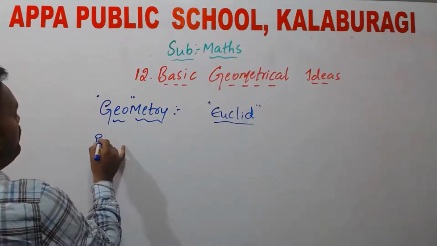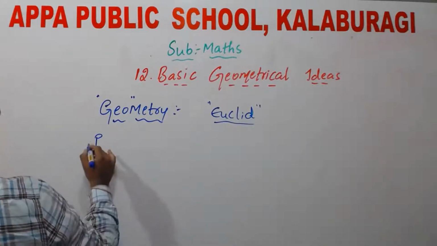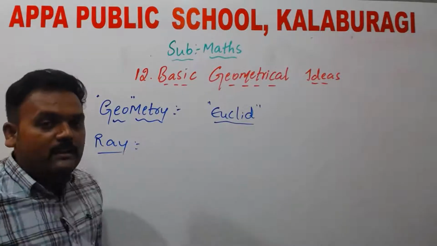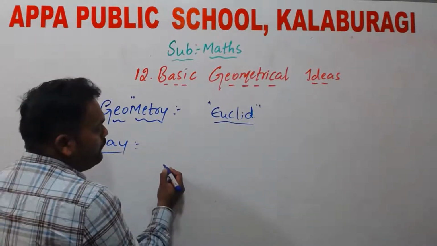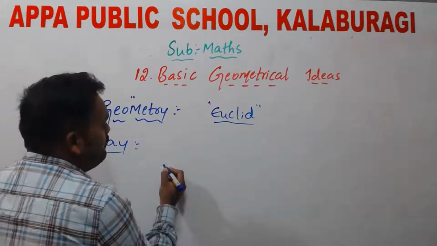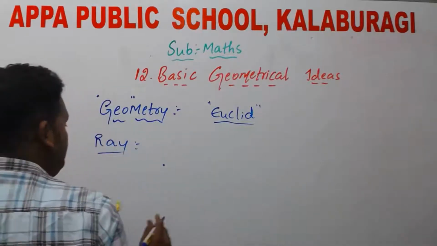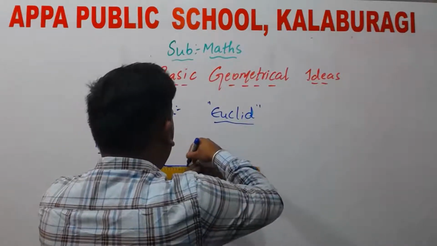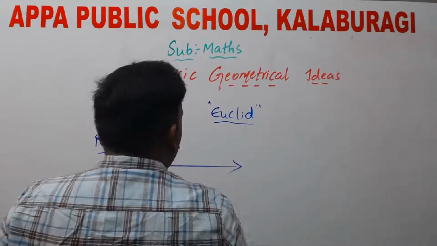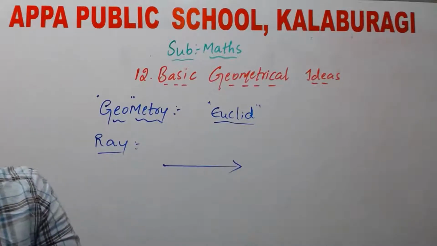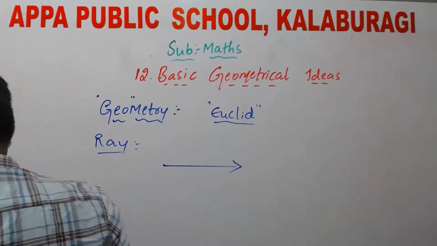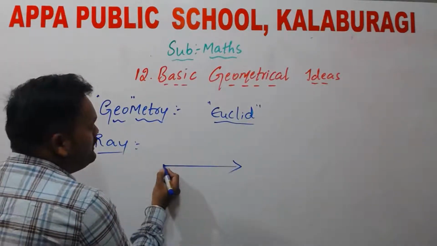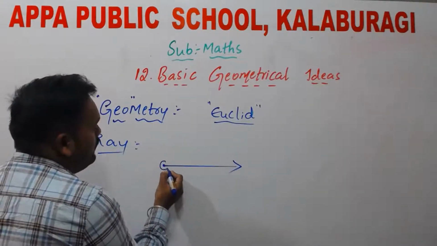Next one is ray. What is a ray? A ray has one fixed point. For example, you see, a ray has one fixed point. A ray of light coming from the sun. See, for example, consider this to be the sun.